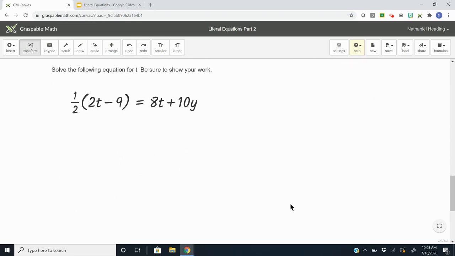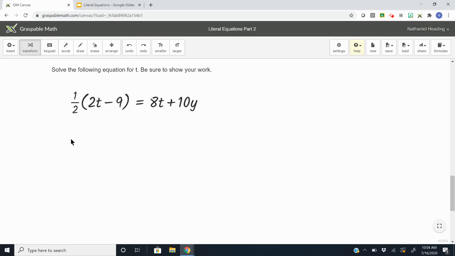Let's do one more. This one is particularly challenging. I want you to solve for t. So pause the video, see if you can do this. It's a little tricky. So let's get to it.